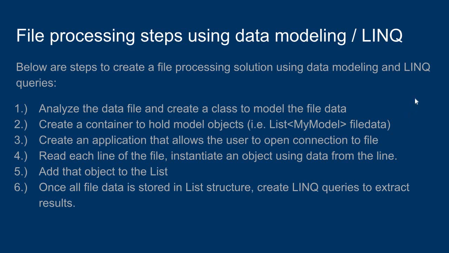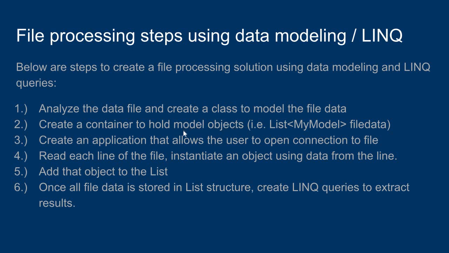Here I've listed some generic steps on how you might approach processing a text file using data modeling and LINQ methods. Maybe the first step is to take the data file you want to process and check it out, analyze it. Determine which pieces of the data you want to put into your class model, and then create a class that models that file data. Then you want to potentially create a container like a list or an array that will hold objects of this model type.